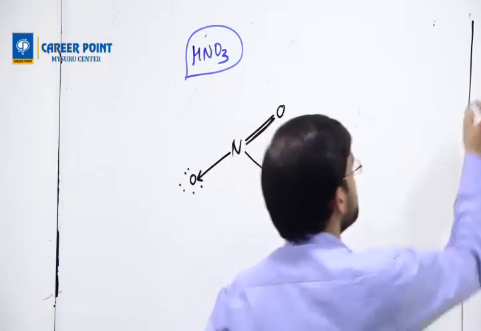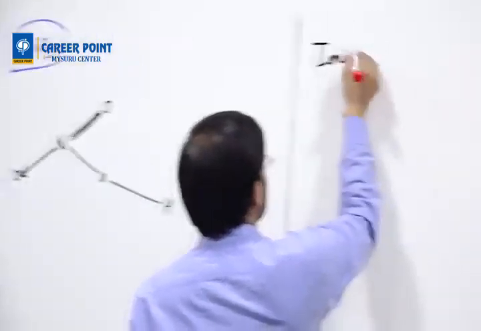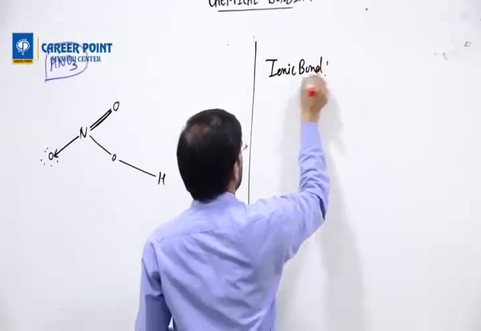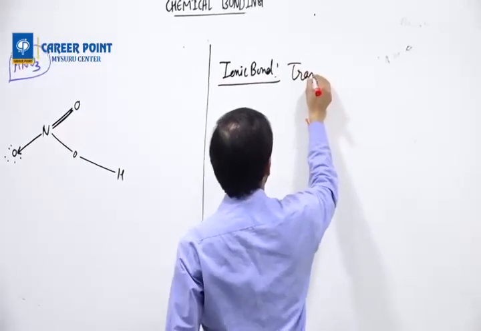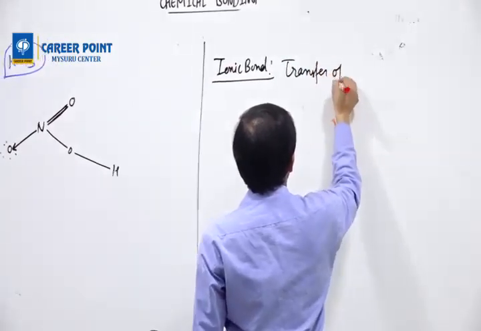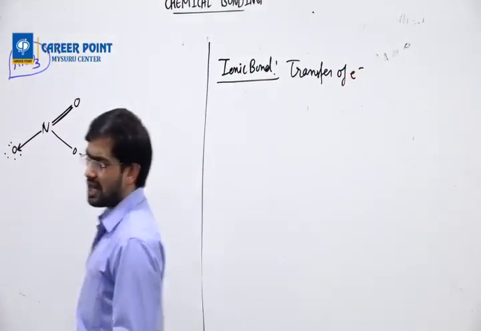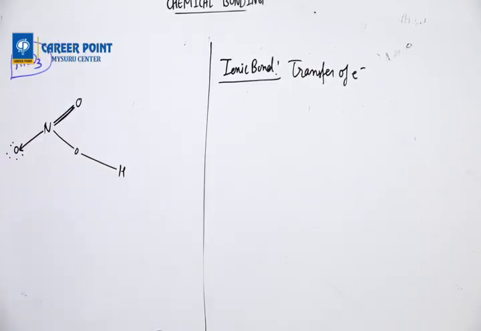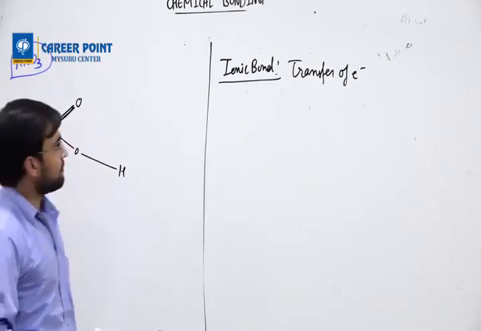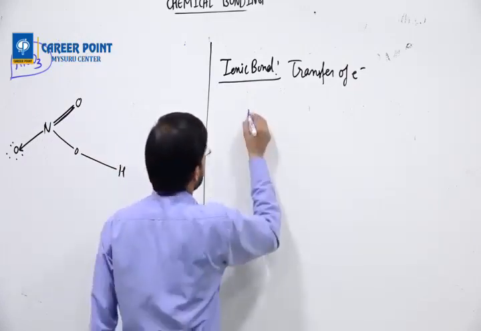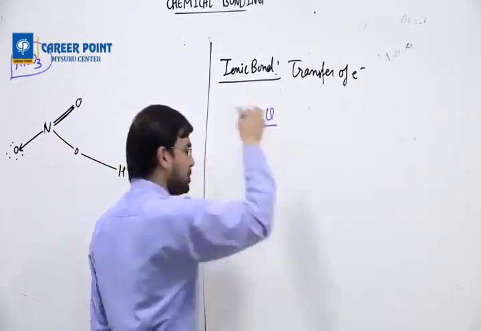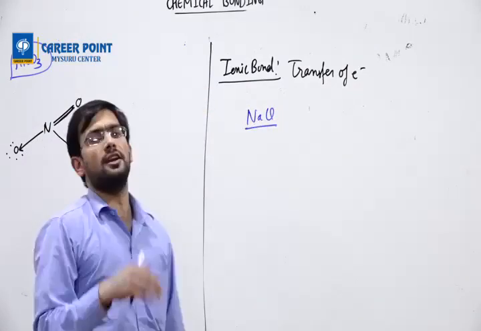Okay, so the next one is ionic bond, which happens via transfer of electron. A complete transfer of electron takes place, such as in NaCl. You need to have only those compounds where an ionic bond exists.